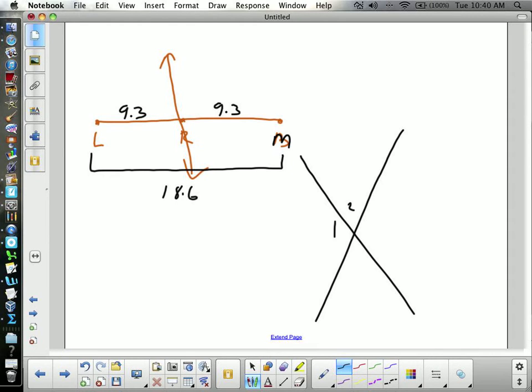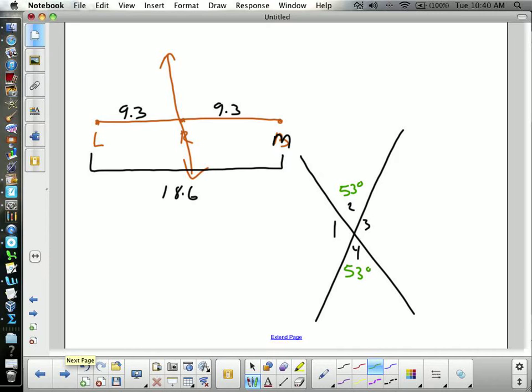We had 1, 2, 3, and 4. We're told the measure of angle 2 is 53 degrees. What is the name of the pair for 2 and 4? Vertical angles, yes. And so it would be congruent, 53 degrees.